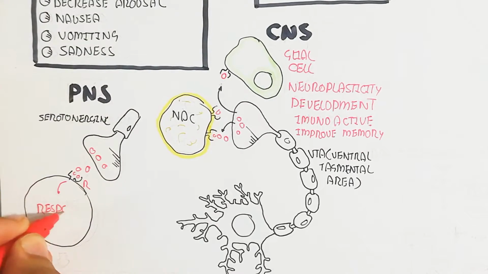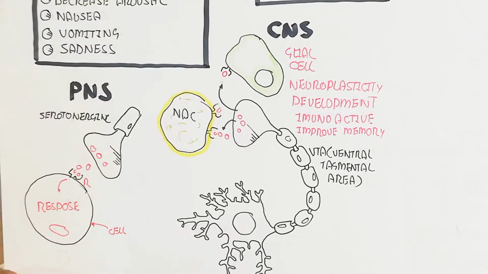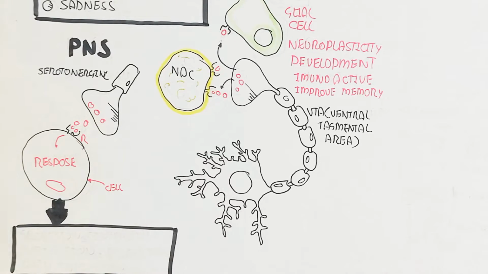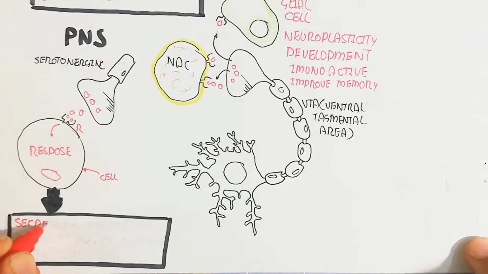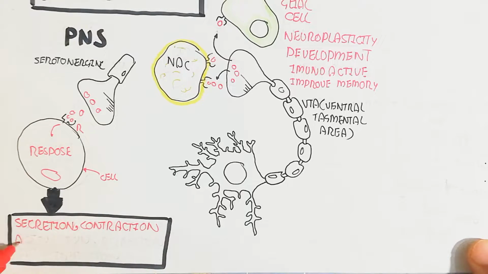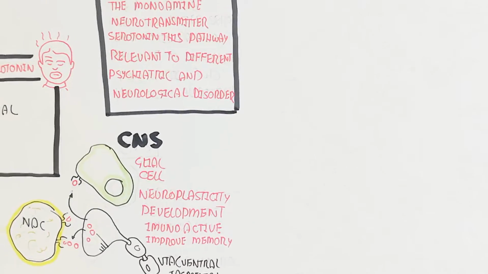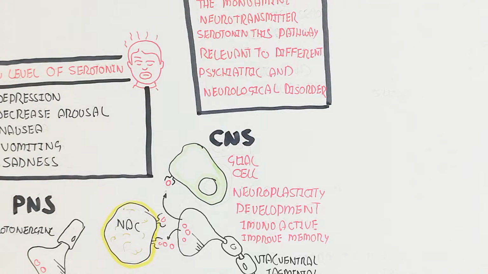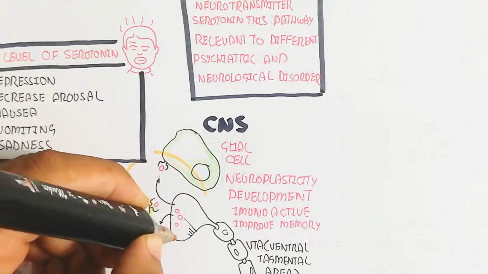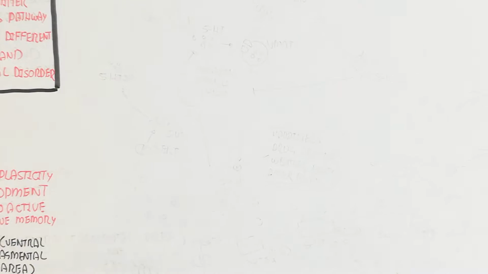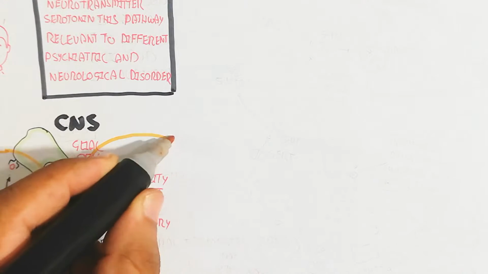While in the peripheral nervous system, the serotonergic neuron will release serotonin, which will bind with specific tissue, specific cells. For example, stomach cells. There are a lot of types of cells that trigger contraction, activation and relaxation, as well as pain inhibition. At the end of the video, we will also learn how serotonin targets different regions with receptors. So here we will understand the molecular pathway and the synapse.